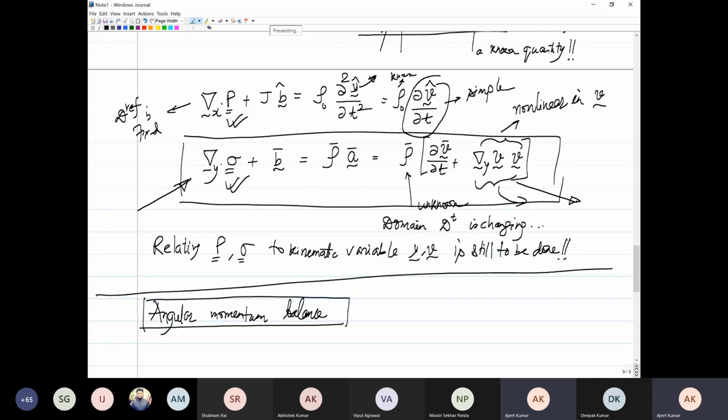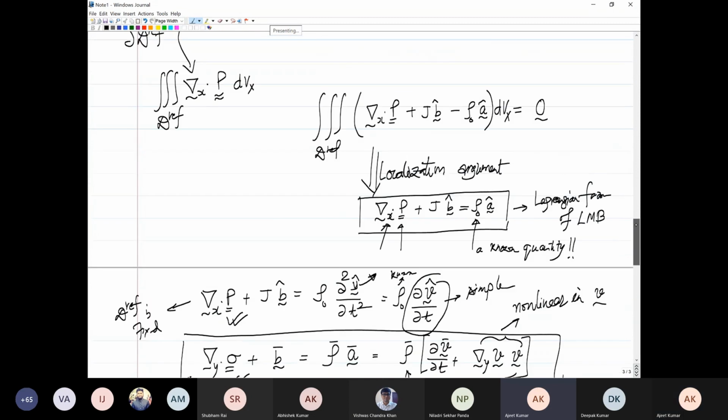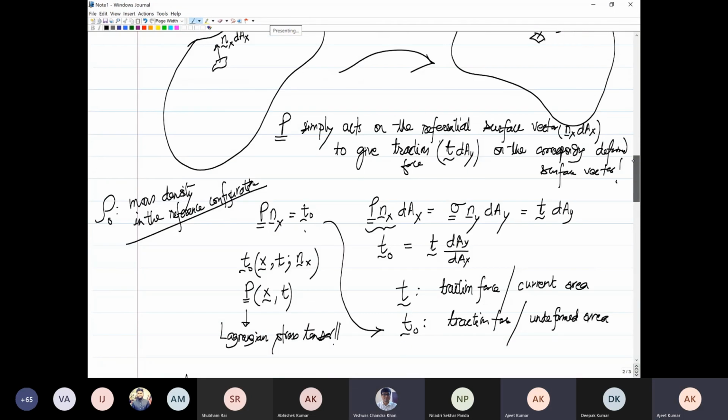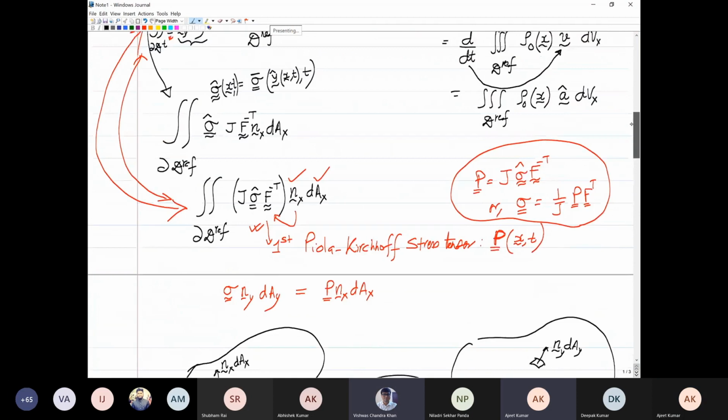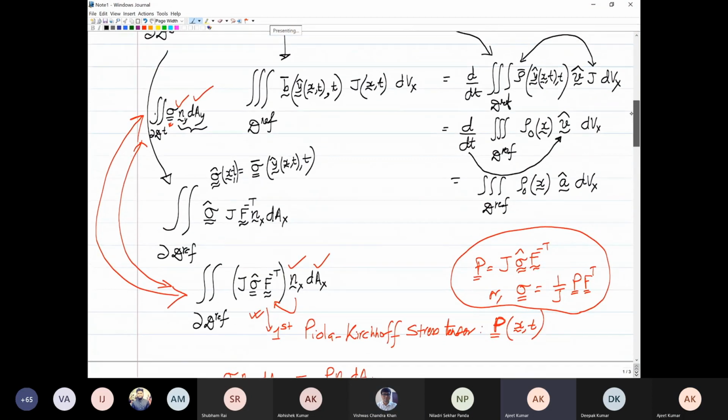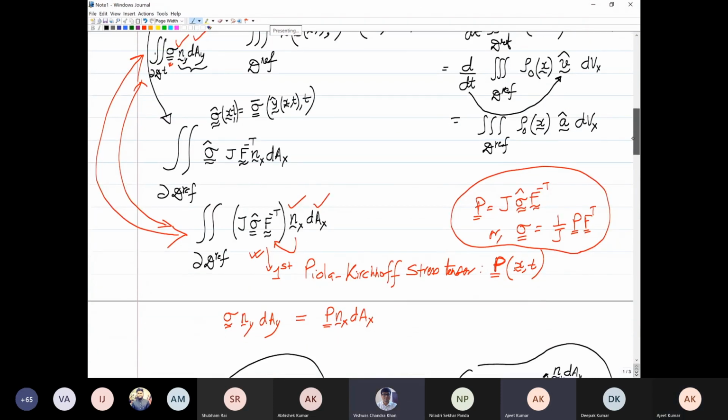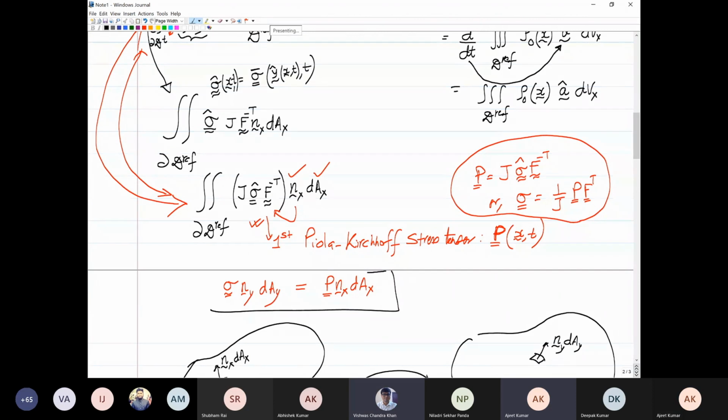Sir, actually, above where we have related P with sigma, their domains were different, no, Omega t and Omega ref, but the integrand we equated. I could not follow. Okay, that's a good question. One is Omega t, another is Omega ref. But the integrand, as it is, we have equated. Yes, the last one, this J sigma hat F inverse transpose n x dX. How did we write this expression?